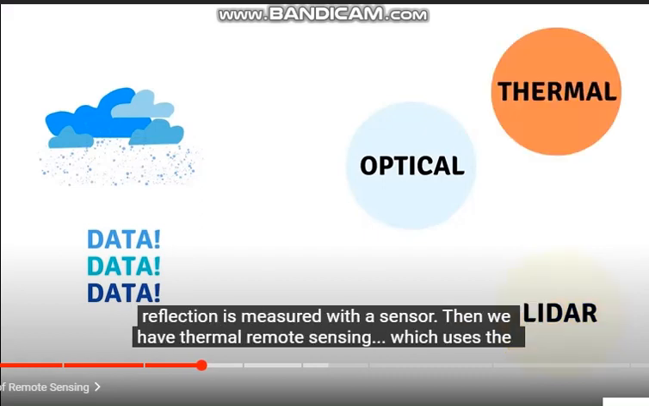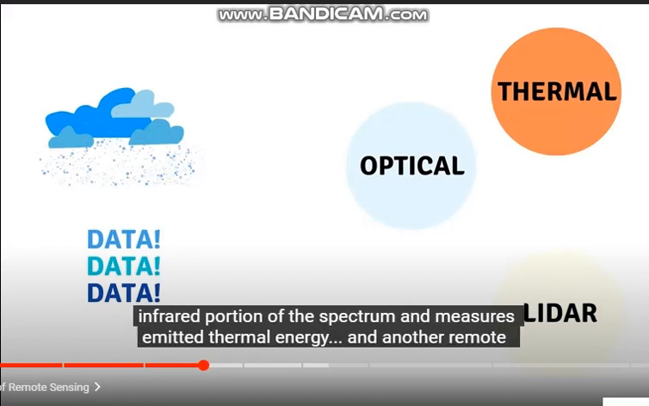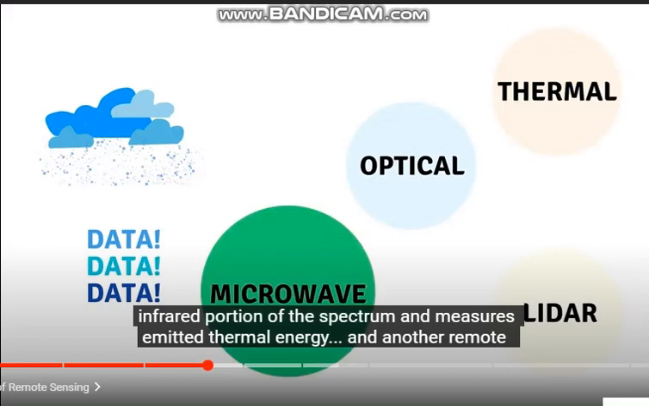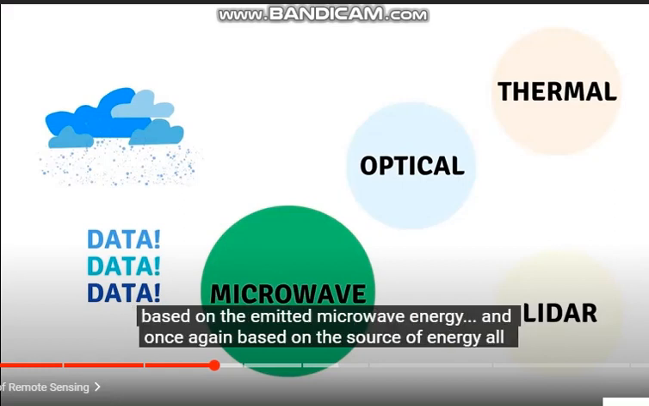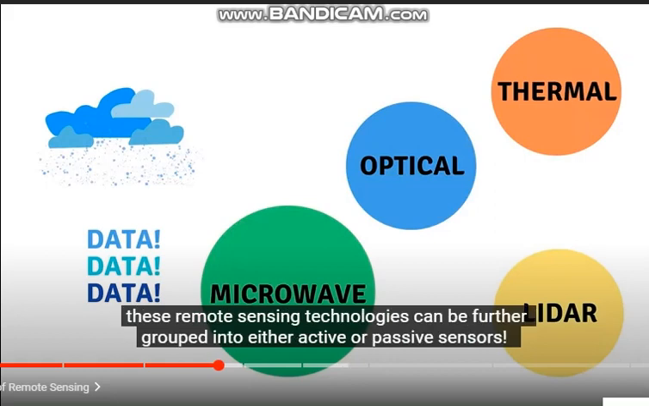Then we have thermal remote sensing, which uses the infrared portion of the spectrum and measures emitted thermal energy. And another remote sensing technology that is gaining popularity is the microwave remote sensing, which draws inferences based on the emitted microwave energy. And once again, based on the source of energy, all these remote sensing technologies can be further grouped into either active or passive sensors.